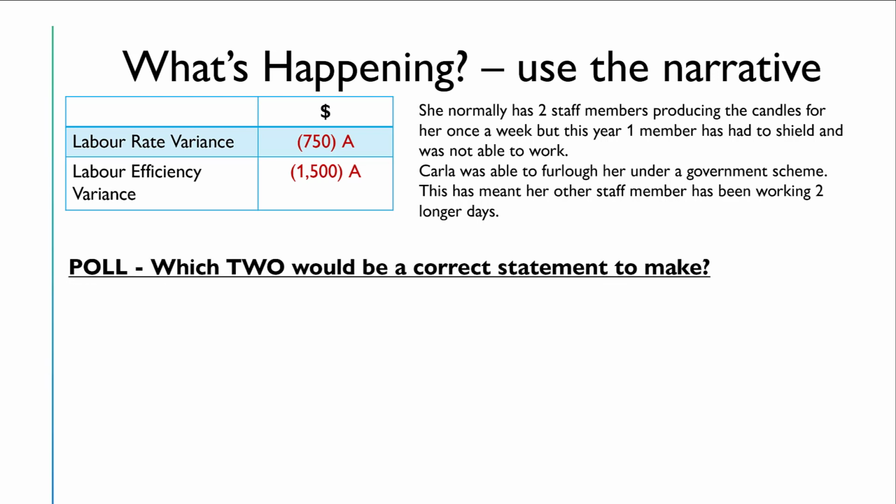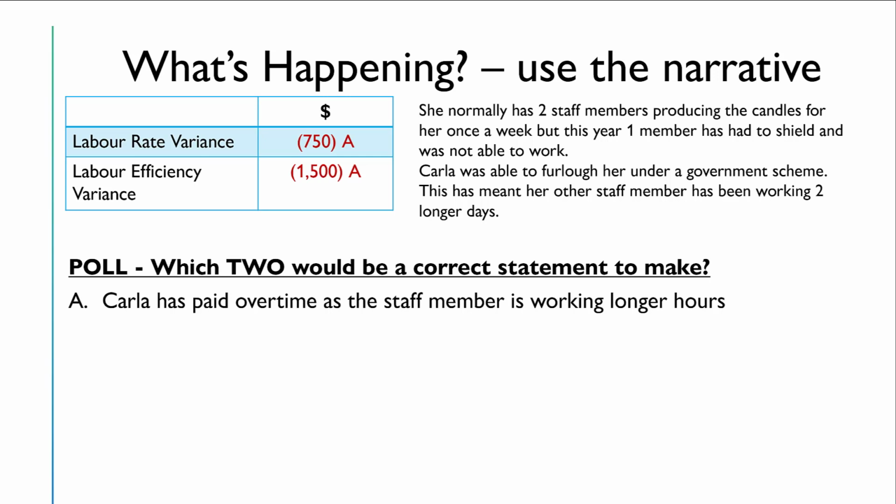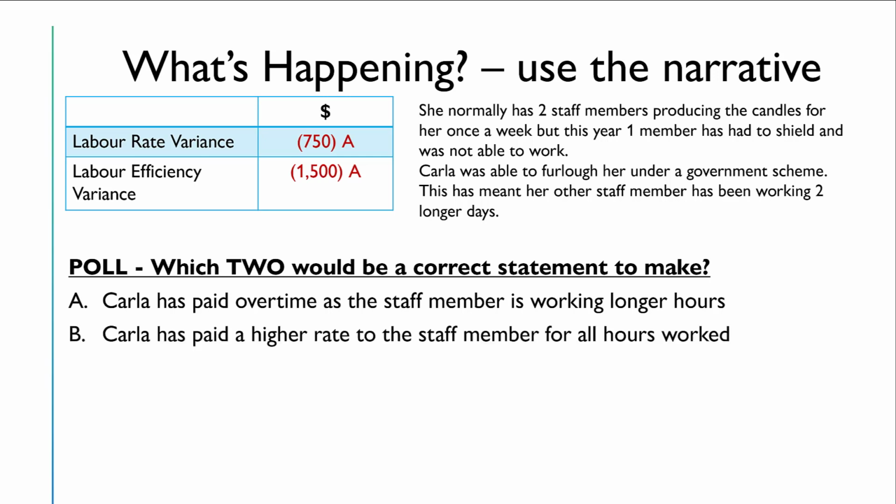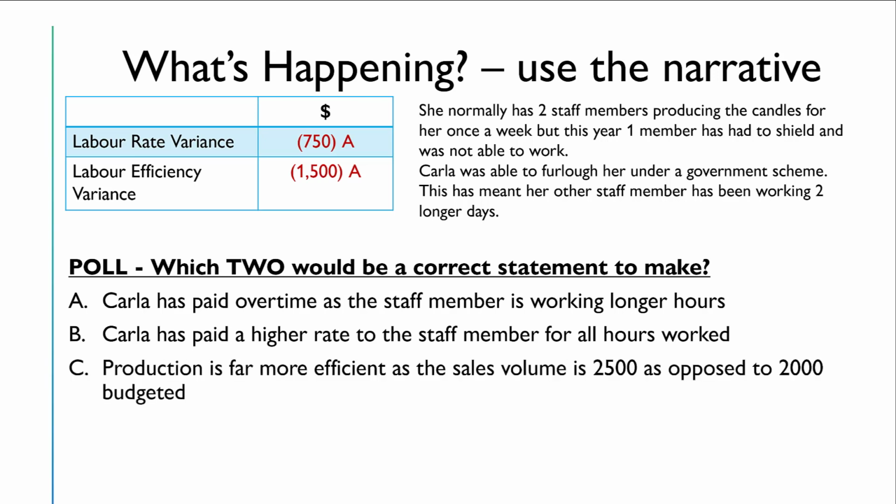So again, which 2 would be correct? Carla is paid overtime as the staff member is working longer hours. Carla has paid a higher rate to the staff member for all hours worked. Production is far more efficient as the sales volume at 2,500 as opposed to 2,000 budgeted. And 2 staff members work more efficiently than 1. Again, pause the video, perhaps have a little think about that, pick your answers. I'm going to now go through them.